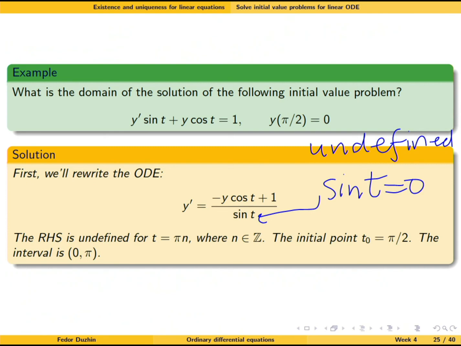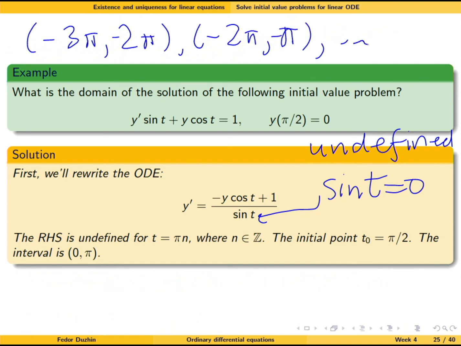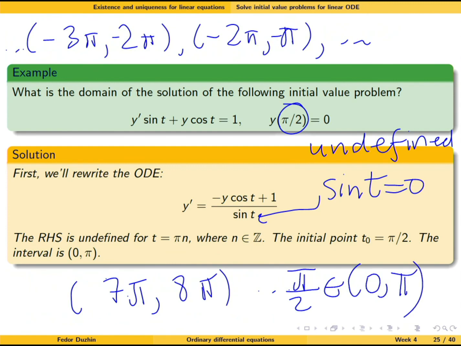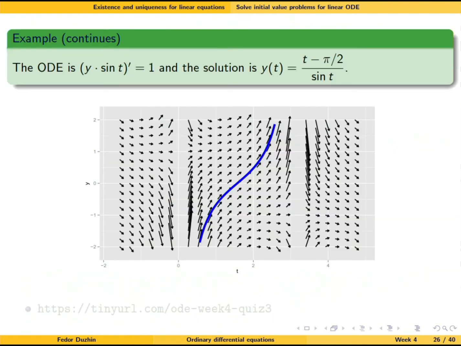So it means that the domain of any solution can be an interval from like minus 3 pi to minus 2 pi, minus 2 pi to minus pi, and so on. I don't know, 7 pi, 8 pi, and so on. So the domain of the right-hand side and the domain of the solution can be any interval between two neighbor multiples of pi. Well, in our case, the initial value of t is pi over 2, and since pi over 2 belongs to the interval from 0 to pi, it means that the interval where the solution is defined is exactly the interval from 0 to pi. And here is how it looks like.